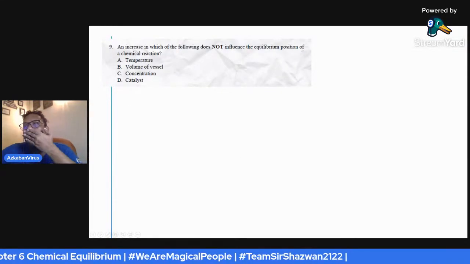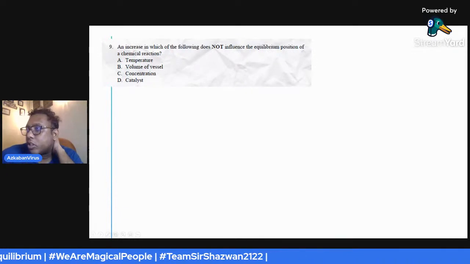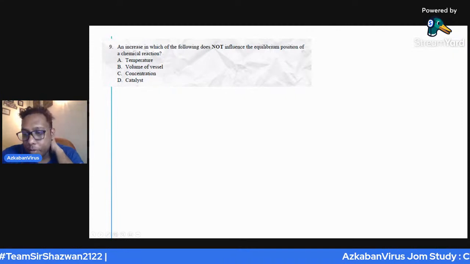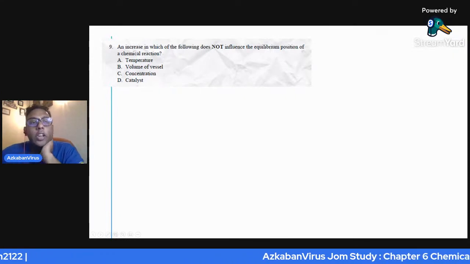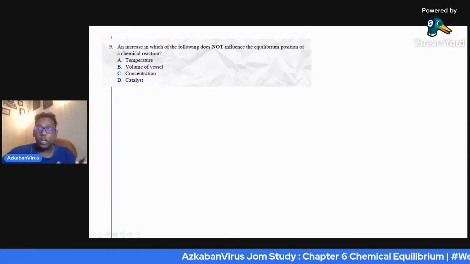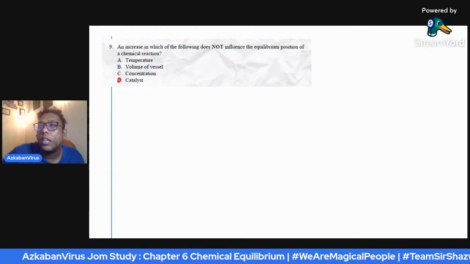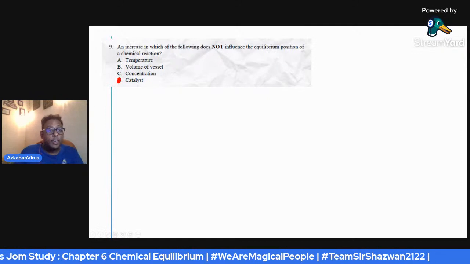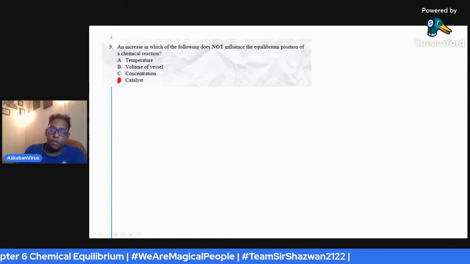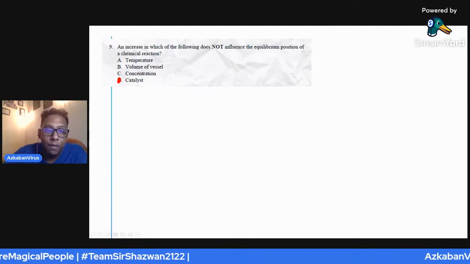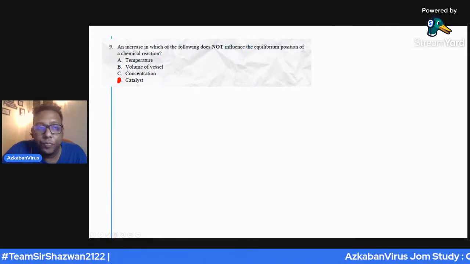Next one. An increase of which does not influence the equilibrium position. Ini adalah based on Le Chatelier principle. So, based on Le Chatelier principle, semua benda mempengaruhi kecuali satu benda iaitu catalyst. Okay, catalyst yang tidak mempengaruhi equilibrium position tu, sama ada dia shift to the left ataupun shift to the right.